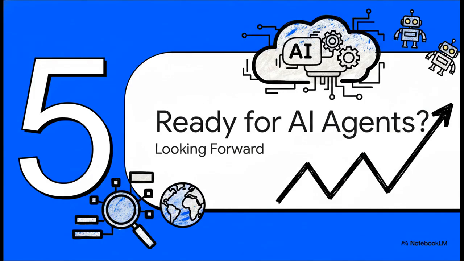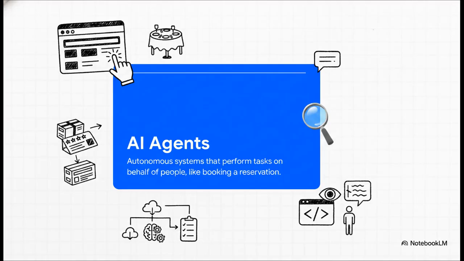Section 5, Ready for AI Agents. Looking forward. Having busted those myths, let's look to the future. In their documentation, Google mentions the next frontier of search technology, and it's definitely something you should at least have on your radar. We're talking about AI agents. So what exactly are they? Well, Google defines them as autonomous systems that perform actual tasks on behalf of people.